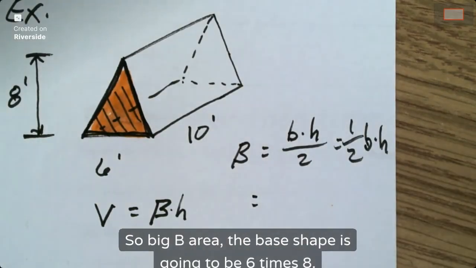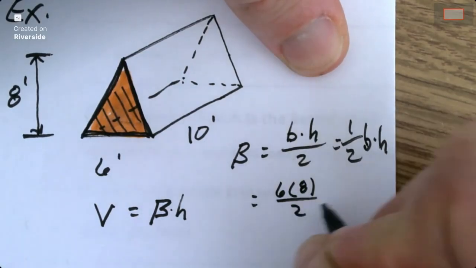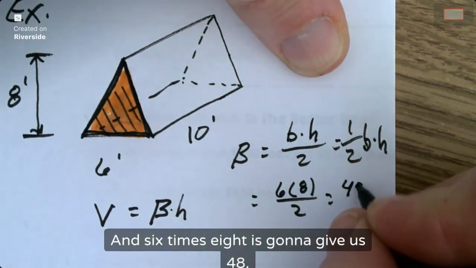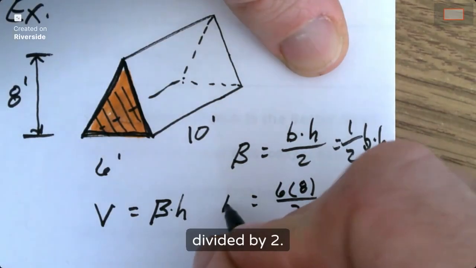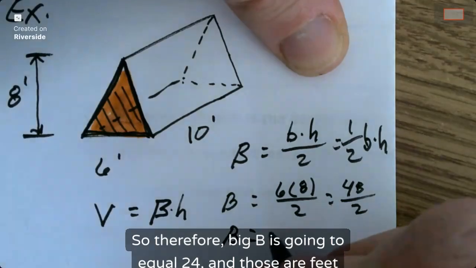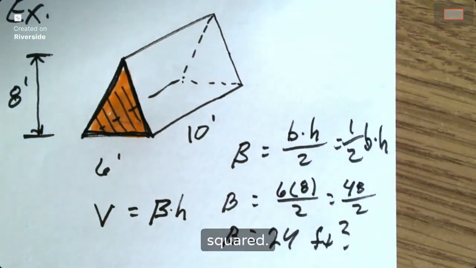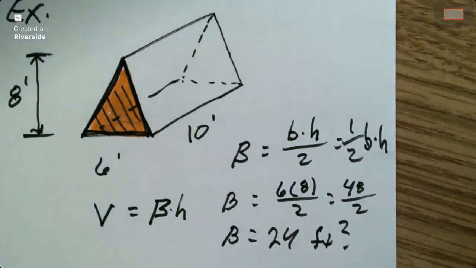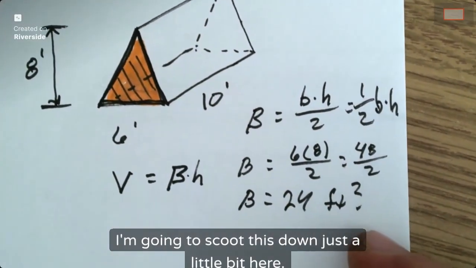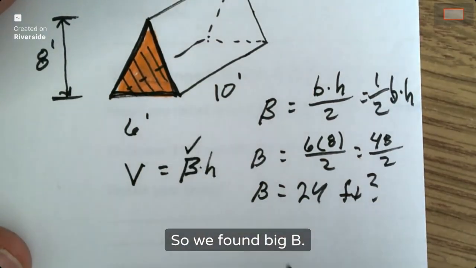So big B, area of the base shape, is going to be 6 times 8 divided by 2, right? And 6 times 8 is going to give us 48 divided by 2. So therefore, big B is going to equal 24, and those are feet squared. All right, so we got big B, we got the area of the base shape. I'm going to scoot this down just a little bit here. Now we can put these pieces together, right? So we found big B.